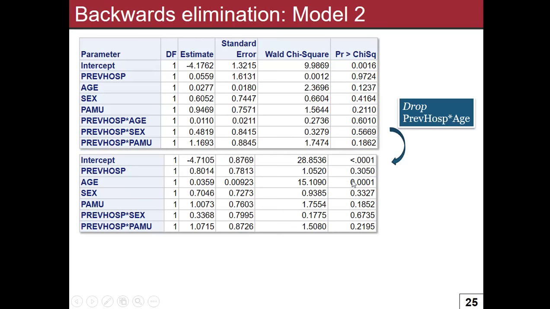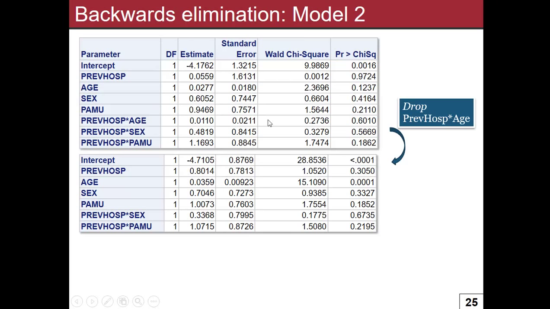Okay, and you notice everything changes a little bit, right? This is what I was talking about last time, when I said, what about type 1 versus type 3? And you said, we never learned that. And then I said, okay, it's this idea that when you have things in the model, everything else is adjusted for it. So if you take something out of the model, you've got to rerun it again. Okay, that was this idea. These are all these type 3 tests. So you drop previous hospitalization times age, and everything just sort of dances around a little bit.